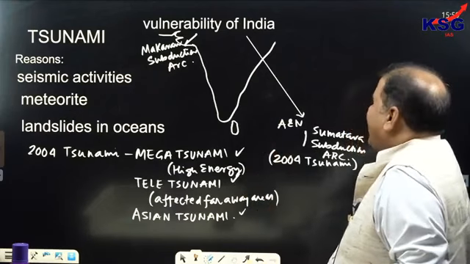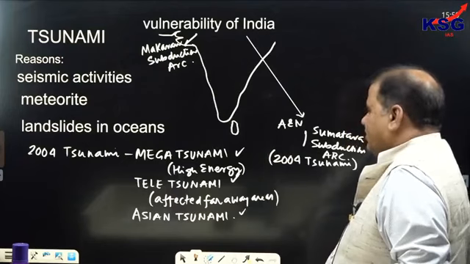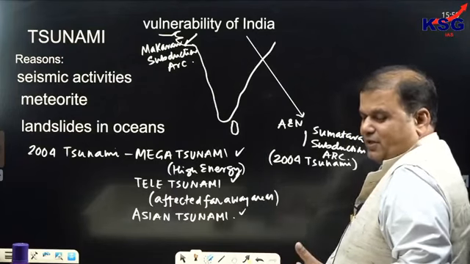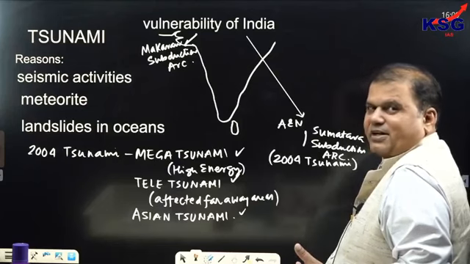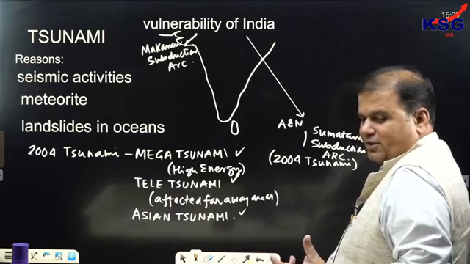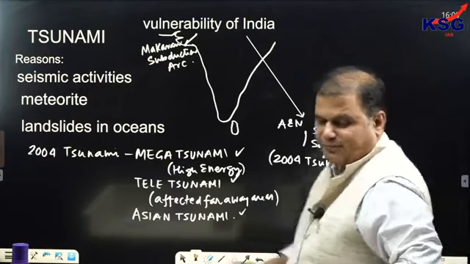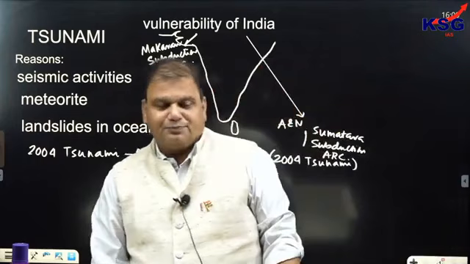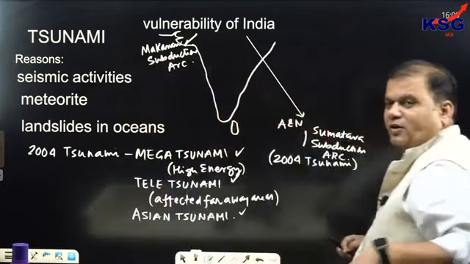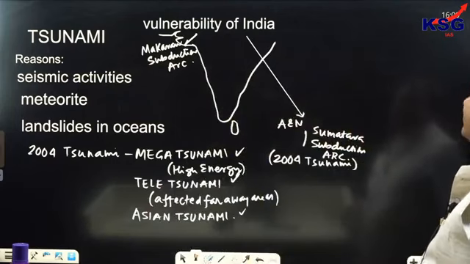2004 tsunami, mega tsunami, tele tsunami, Asian tsunami. And as far as the measures are concerned, see, in Andaman and Nicobar, the Jarawa tribes were not affected because they have traditional indigenous knowledge related to the signaling of tsunami. So that's why they were not affected.